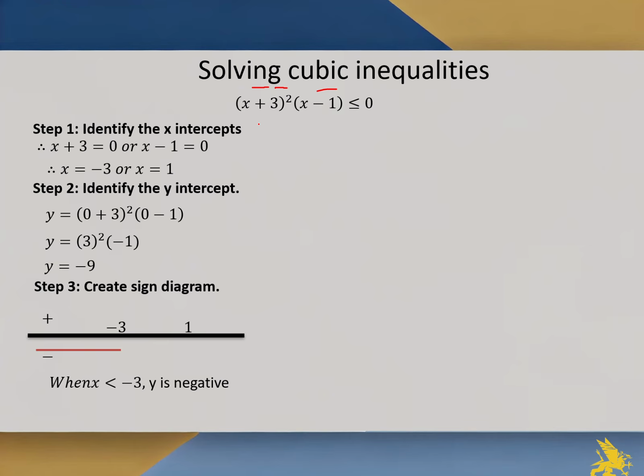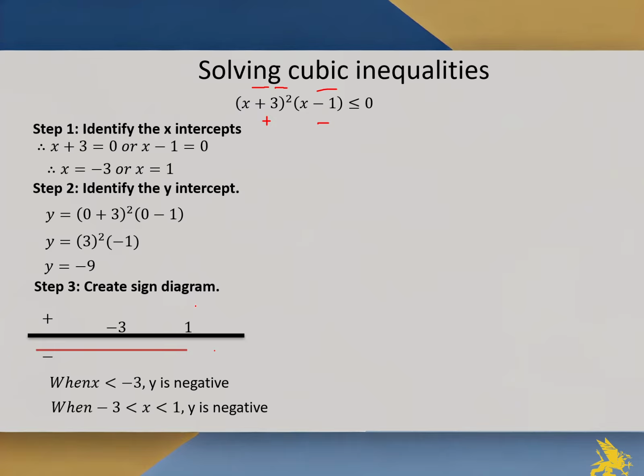So in this case here, let's pick 0. If x is 0, 0 plus 3, that's positive. 0 take away 1 is negative. So that means I'm going to have a negative. And we did say this was going to be a turning point. So it's why it's negative, negative.